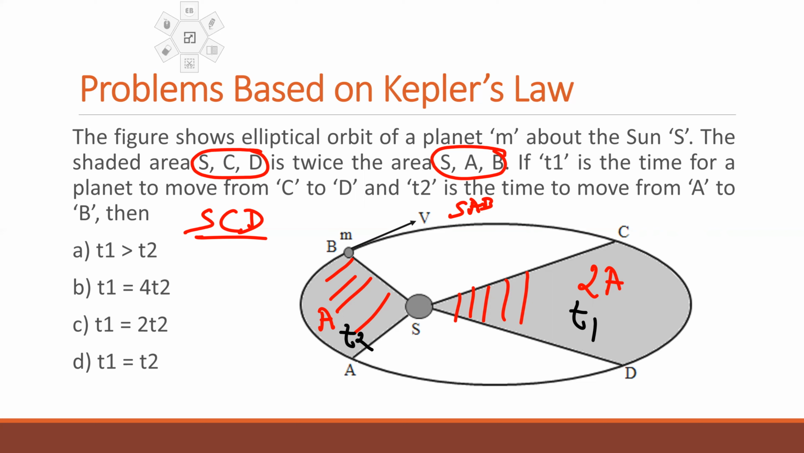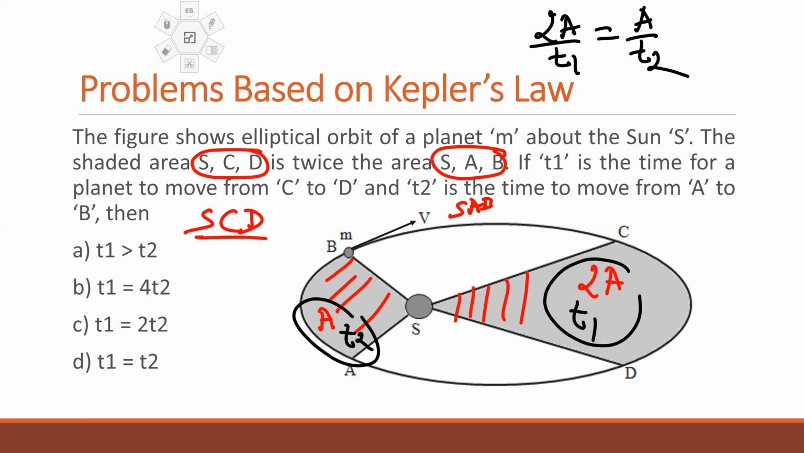It is again based on areal velocity. For this case, the area is 2A divided by T1, equal to, for this one, area A divided by T2. With respect to this, it is 2A by T1; with respect to that, it is A by T2. Now this A gets cancelled. Then cross multiply, so that you get T1 equal to 2 T2.